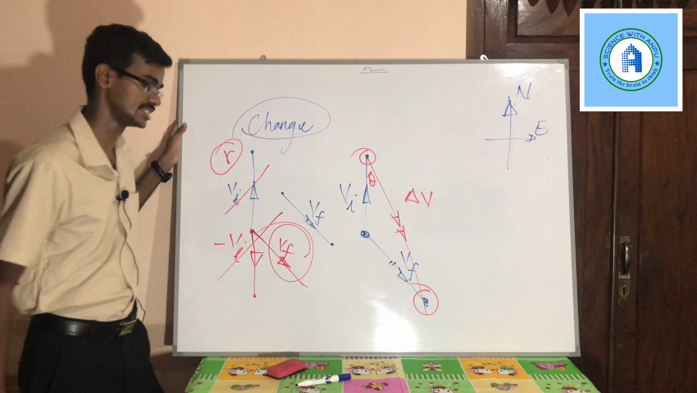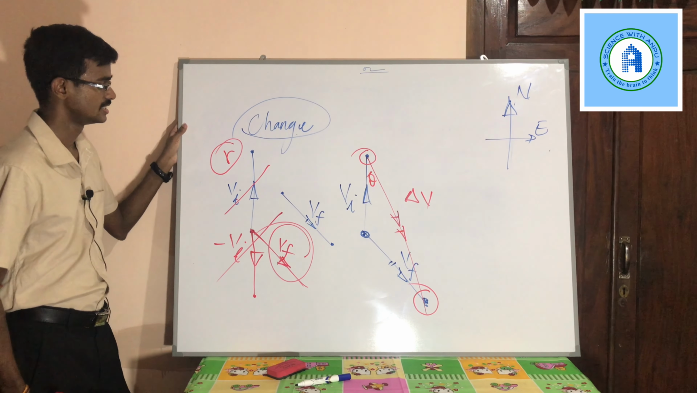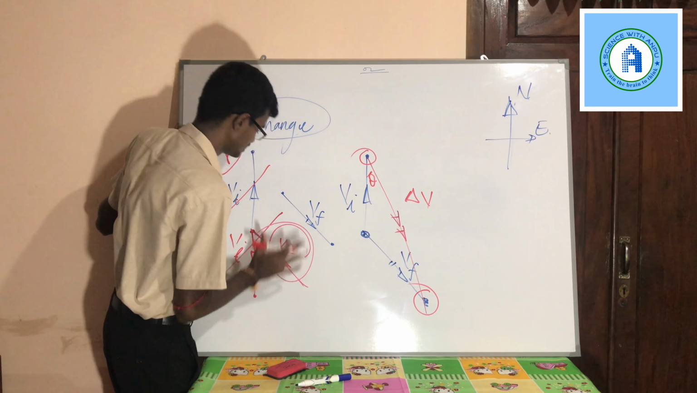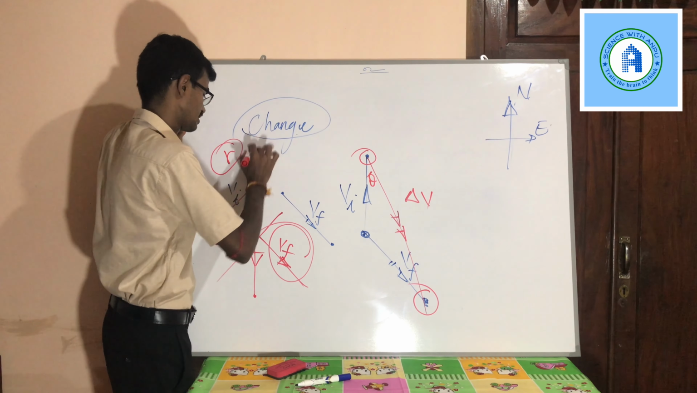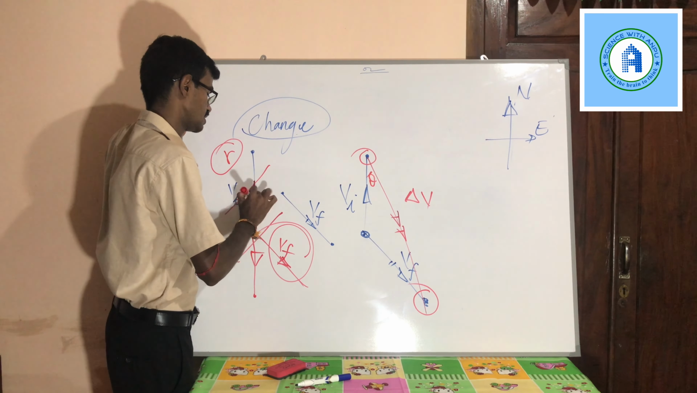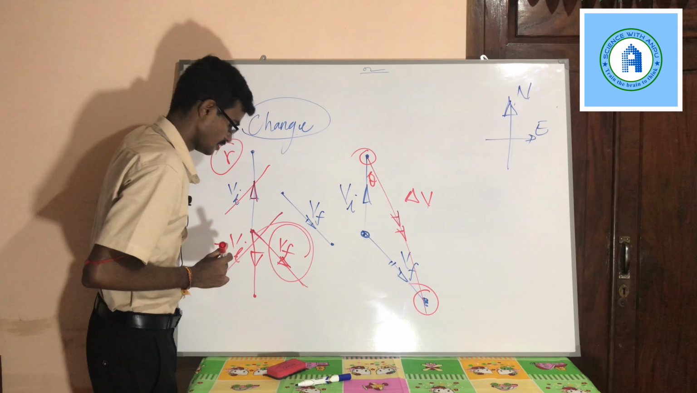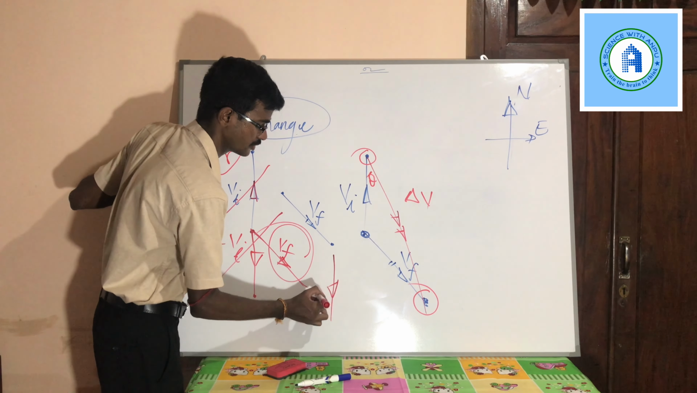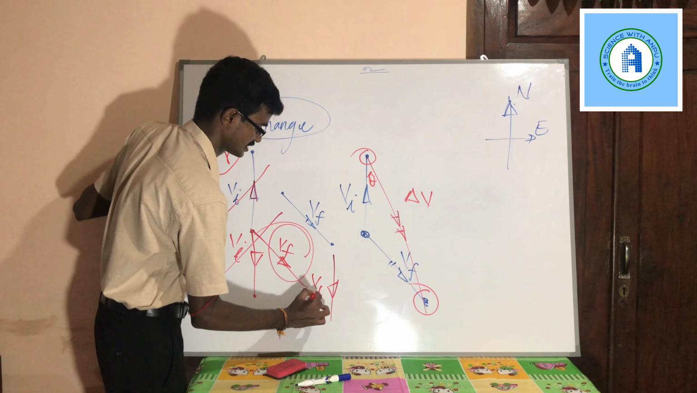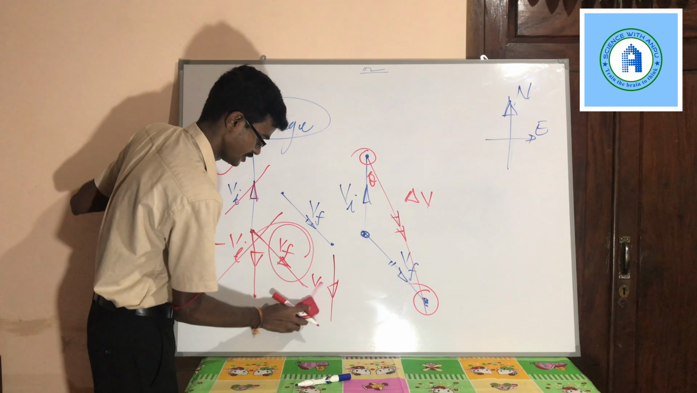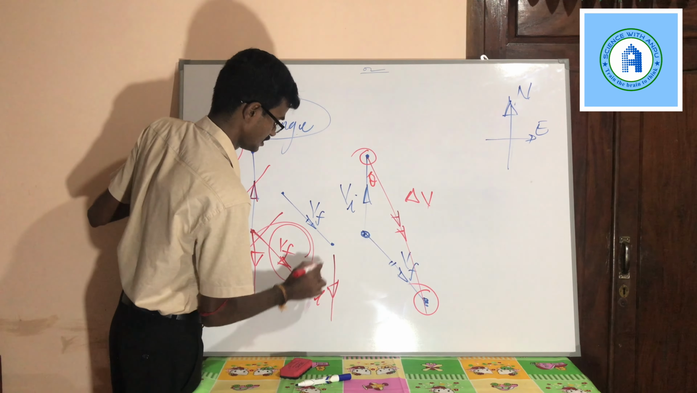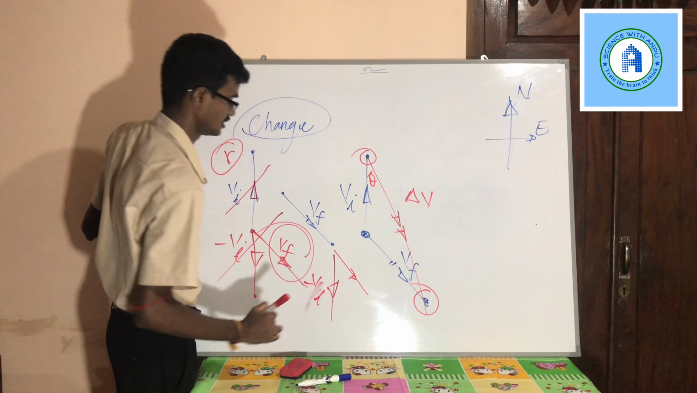final velocity, final vector. So what I have done for this system: initially this vi towards the north, what I have made is minus vi in this direction, opposite direction, and vf in this direction.